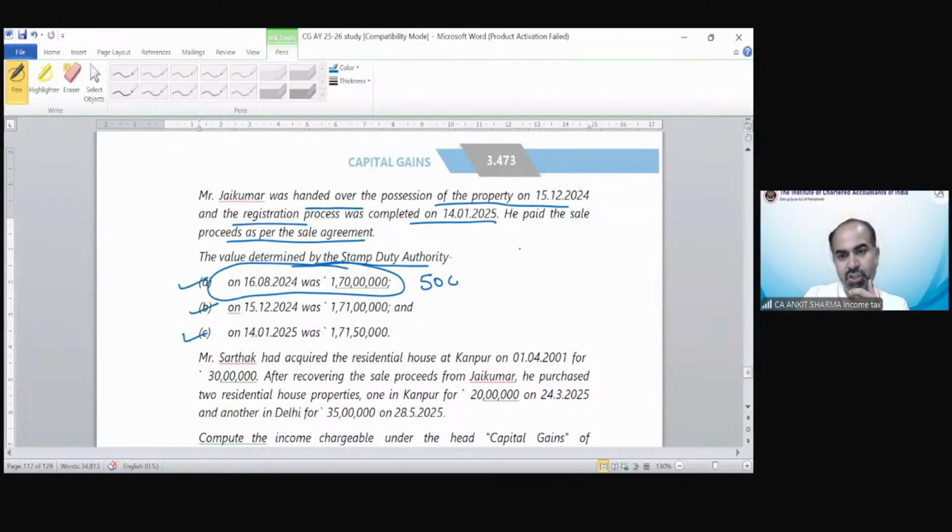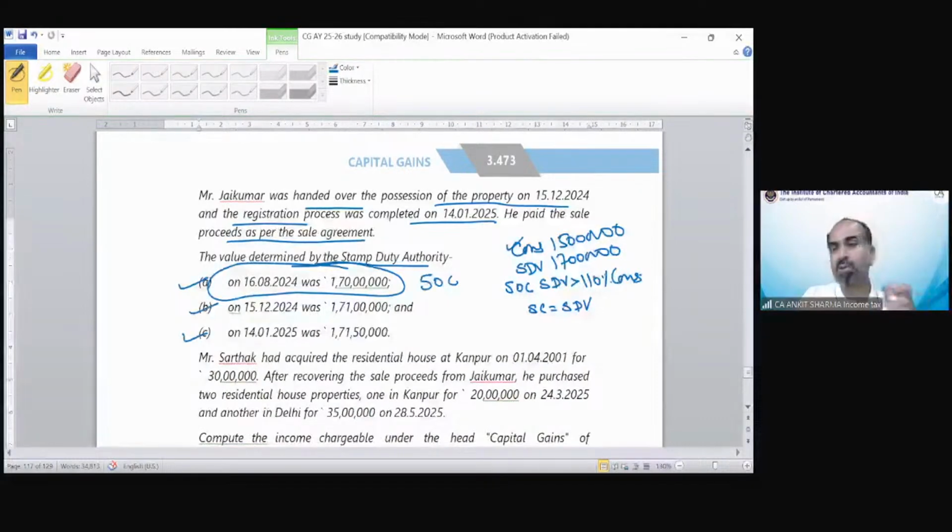So you can see the consideration decided is 1 crore 50 lakh and the stamp duty value is 1 crore 70 lakh. And as per section 50C, if the SDV exceeds 110% of consideration, then sale consideration would be your stamp duty value. So consideration is 1 crore 50 lakh. 110% of 1 crore 50 lakh would be 1 crore 65 lakh. So stamp duty value is 1 crore 70 lakh, which is exceeding 1 crore 65 lakh. This kind of question, we have solved multiple like this. So in that case, sale consideration in this question would be 1 crore 70 lakh. Clear?